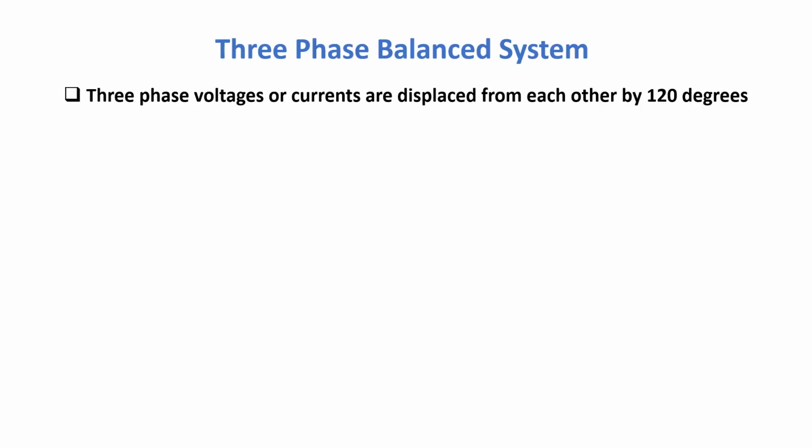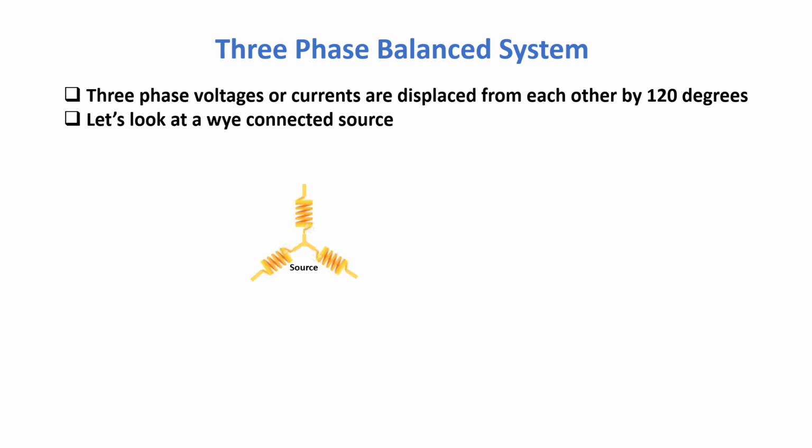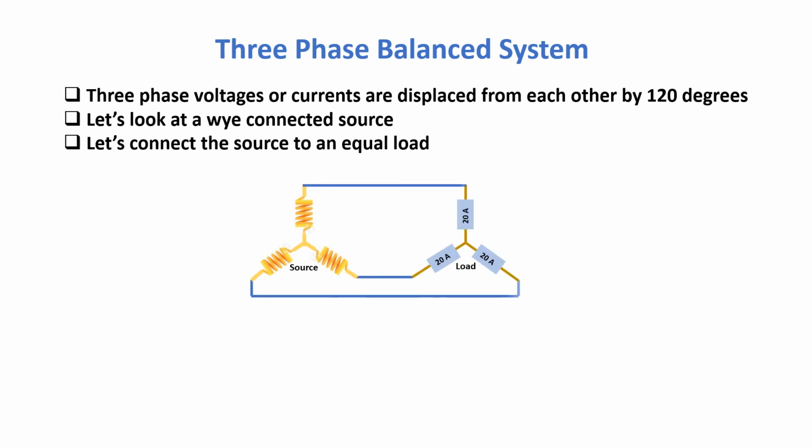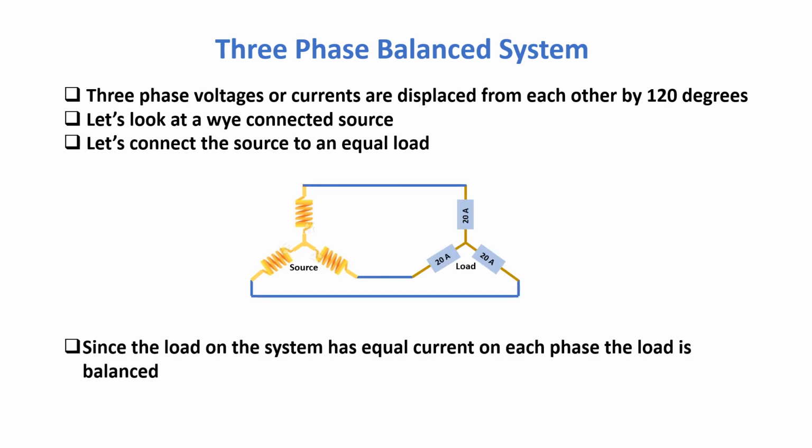Three-phase voltages or currents are displaced from each other by 120 degrees. Let's look at a Y-connected source. Let's connect the source to an equal load. Since the loads on the system have equal current on each phase, the load is balanced.